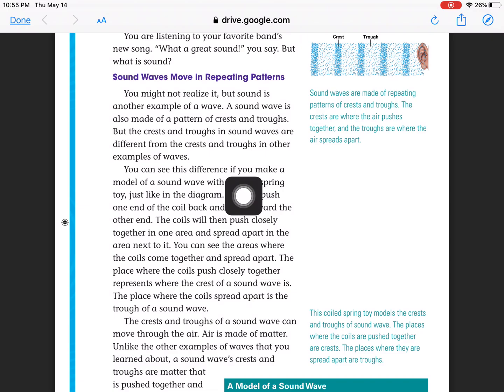You can see this difference if you make a model of a sound wave with a coiled spring toy, like a slinky. Just like in the diagram, you can push one end of the coil back and forth toward the other end. The coils will then push closely together in one area and spread apart in the next area. You can see the areas where the coils come together and spread apart. The place where the coils push closely together represents where the crest of a sound wave is. The place where the coils spread apart is the trough of a sound wave.